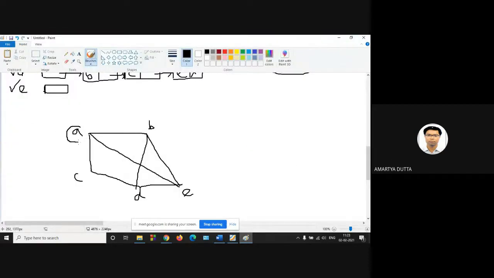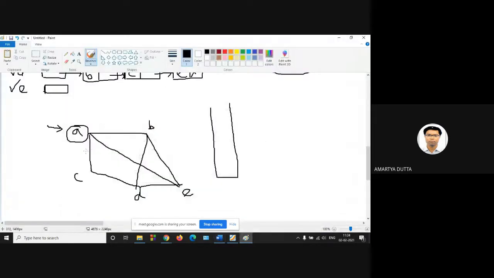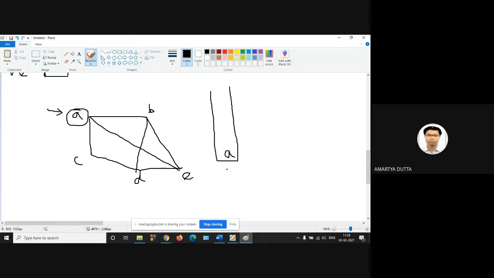Let A be the starting vertex. It is given A is your starting vertex. Now breadth first search. Sorry, depth first search. So the first visited vertex is A. So A is pushed. Okay. This is your open stack.